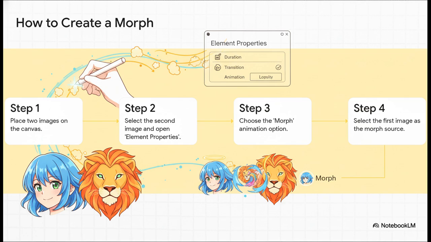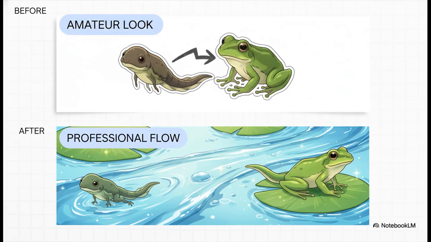First, you just put your two images on the canvas. Then, and listen up, this is the most important part, you select the second image, go into its properties, and choose Morph as the animation type. The final step is just to tell VideoScribe which image to morph from, and that's it. So why bother with all that? Because what you get is this beautiful, fluid, and totally professional transition. It helps you avoid that amateur look of images just awkwardly popping up on top of each other. It just makes your whole story flow so much better.